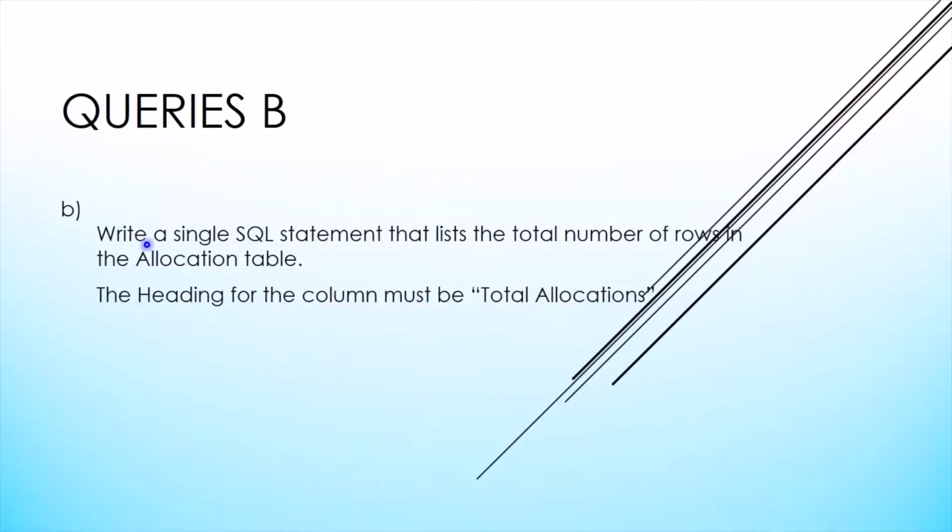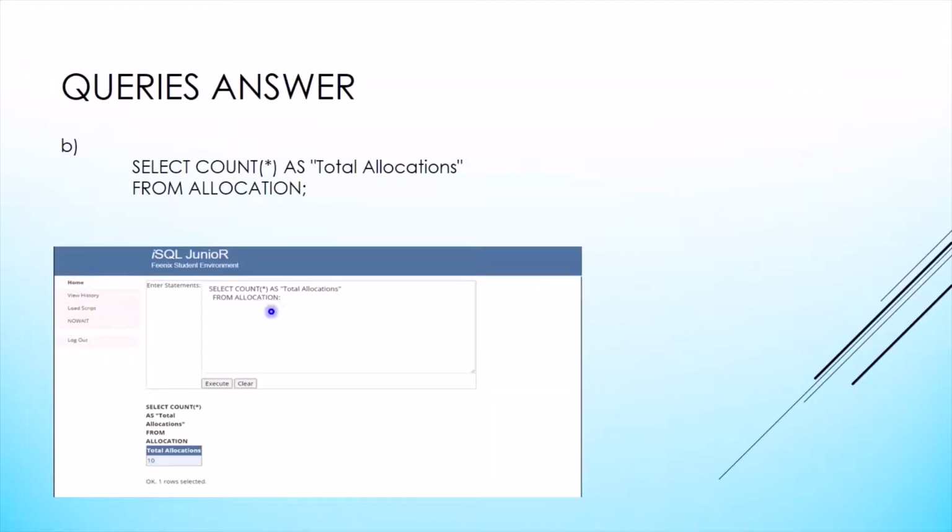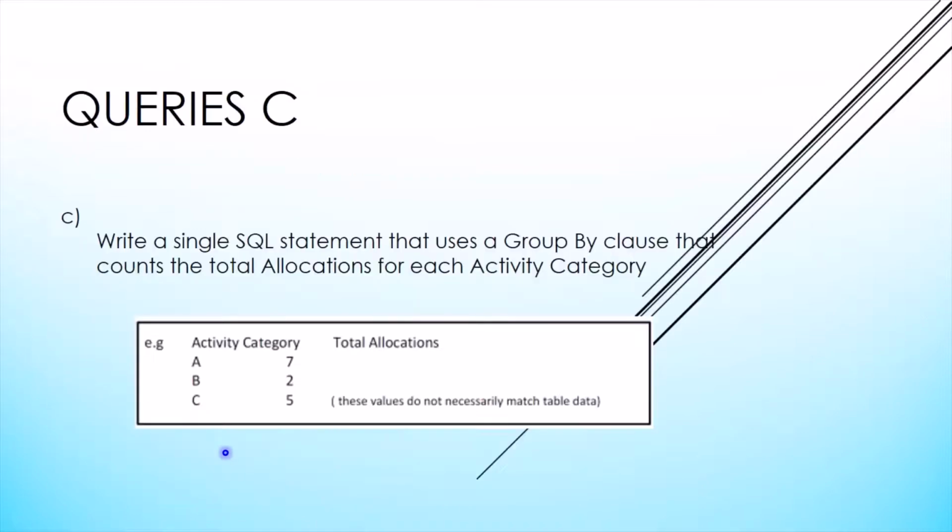Query B. Write a single SQL statement that lists the total number of rows in the allocation table. The heading for the column must be total allocation. This is the answer: select count as the total allocation from allocation. This is the total allocation table in this slide.